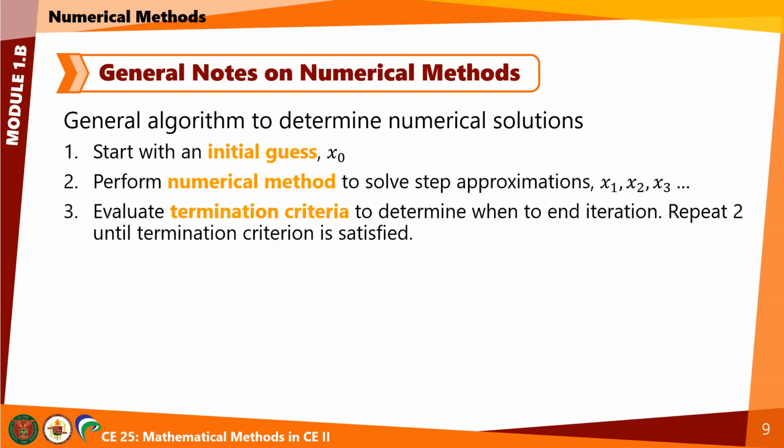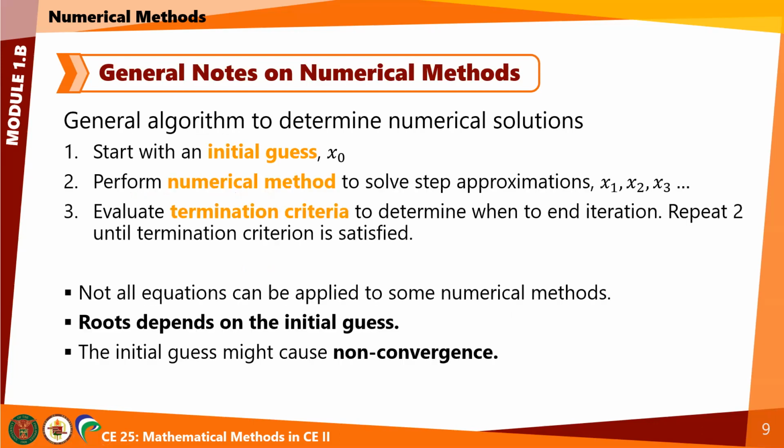Again, this is the general steps of numerical methods. It starts with an initial guess, and then it performs the numerical method that we will discuss later, and then repeat. Iterate until it arrives at a termination criteria, wherein the iteration or the repeating of the algorithm stops. In that case, it will tell you if the value converges or diverges to a certain answer or solution.